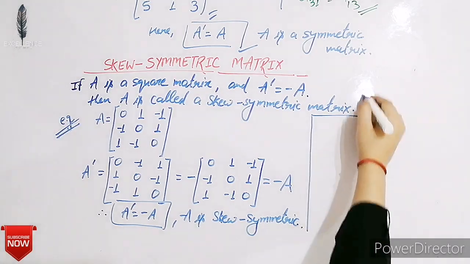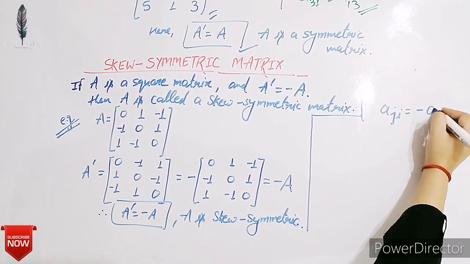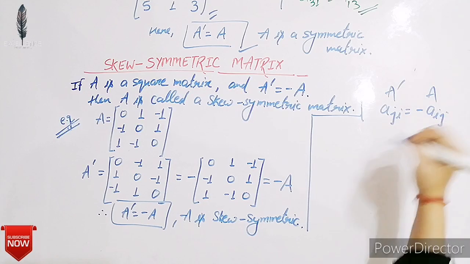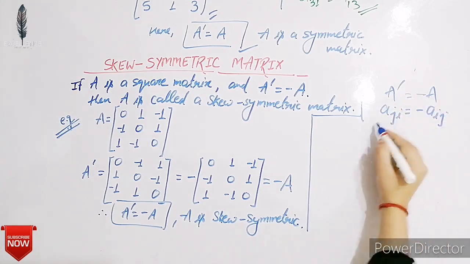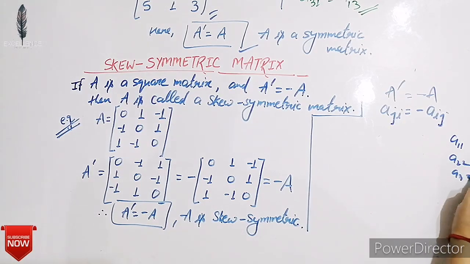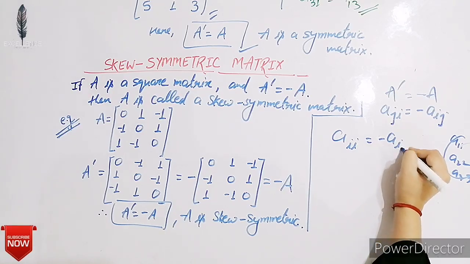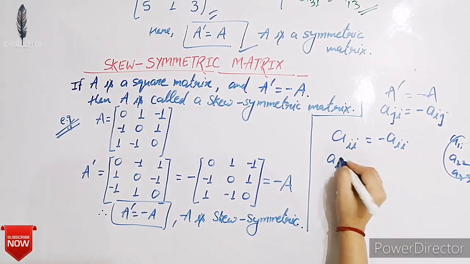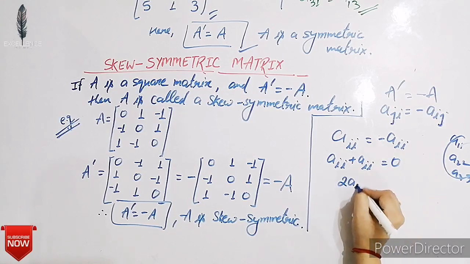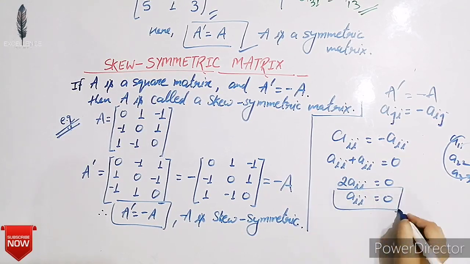For skew symmetric, we can conclude a result when Aji is equals to -Aij. It is in A dash, it is in A, because A dash equals to minus A. So Aji equals to minus Aij. That is A11, A22, A33 को अगर हम conclude करते हैं, that is Aii, diagonal elements. Aii equals to minus Aii. So Aii plus Aii equals to 0. That is 2Aii is equals to 0. It means that Aii equals to 0.